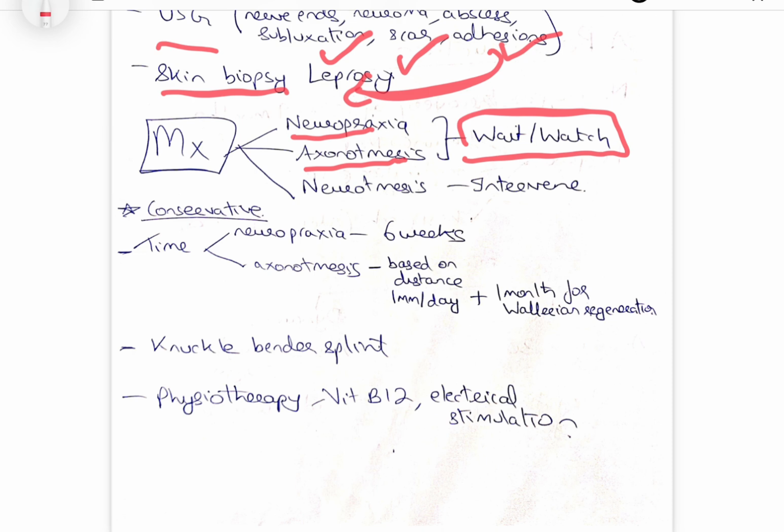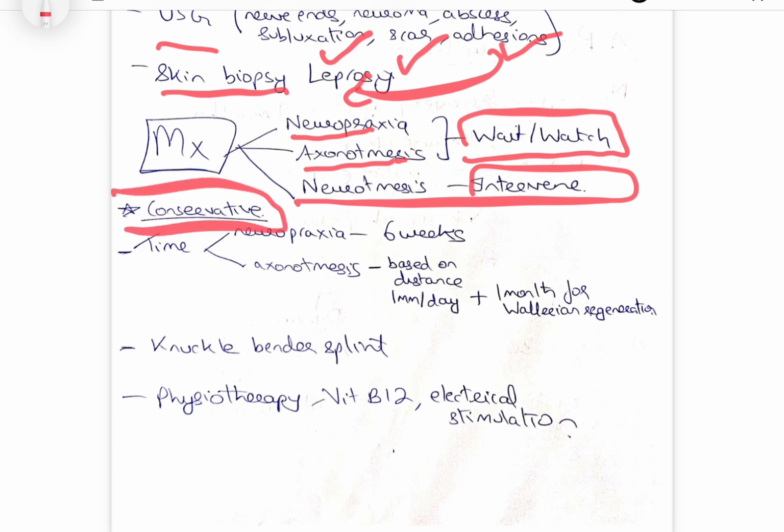While in neurotmesis, we usually intervene. Okay, so how do we go for wait and watch? The conservative management is, for neuropraxia, we can wait and watch for 6 weeks, and for axonotmesis, based on the distance required to be covered. So 1 mm per day plus 1 month of Wallerian degeneration and regeneration. That is the usual protocol we follow for conservative management.